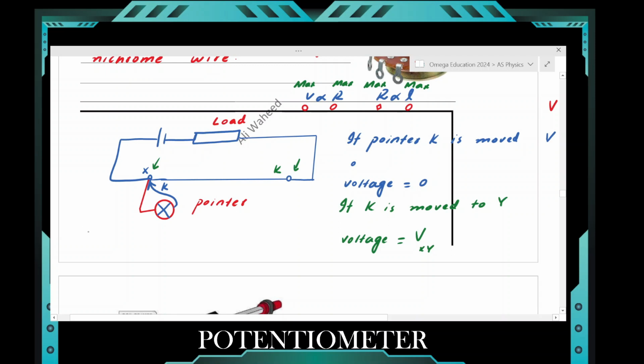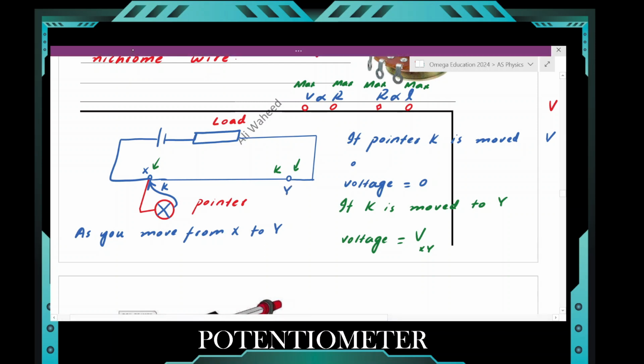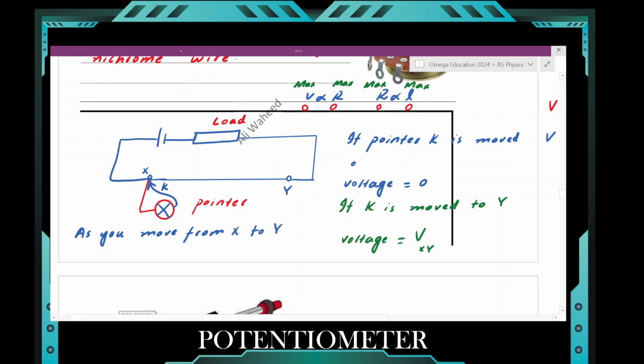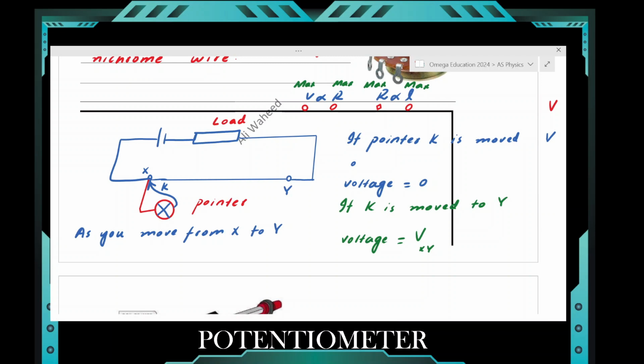So as you move the pointer from X to Y, this was the point Y, and we have placed the pointer K all the way to the point X. Now the question is, if I slowly move the pointer from X, I start off with the position X, and I keep moving the pointer all the way towards the point Y gradually. What do you see on the filament lamp? What would be the effect of it on the filament lamp?